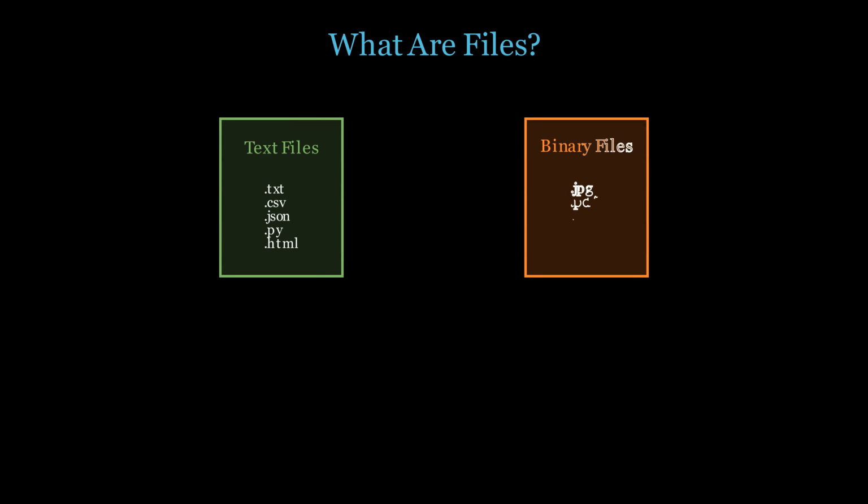Text files include common formats like text, CSV, JSON, Python source files, and HTML. These contain readable text that you can open in any text editor. Binary files include images, PDFs, executables, audio files, and compressed archives. Today we'll focus primarily on text files, as they're most common in everyday Python programming.